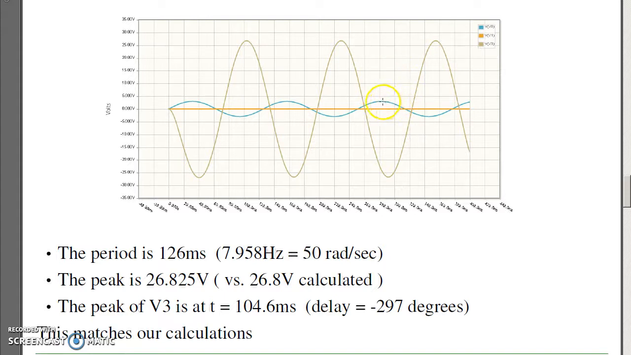See, V0 is the blue line, that's my input. V1 is equal to V2, that's ground. And here's my output. Note the peak is 26.8 volts, which is what we calculated. And the peak is delayed from t equals 0 by 104 milliseconds. That delay divided by the period times 360 works out to minus 297 degrees. Same thing as our calculations.